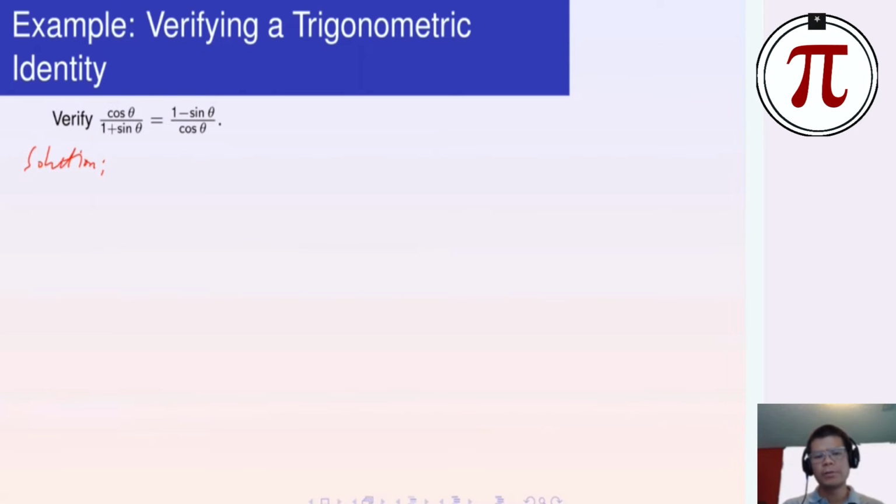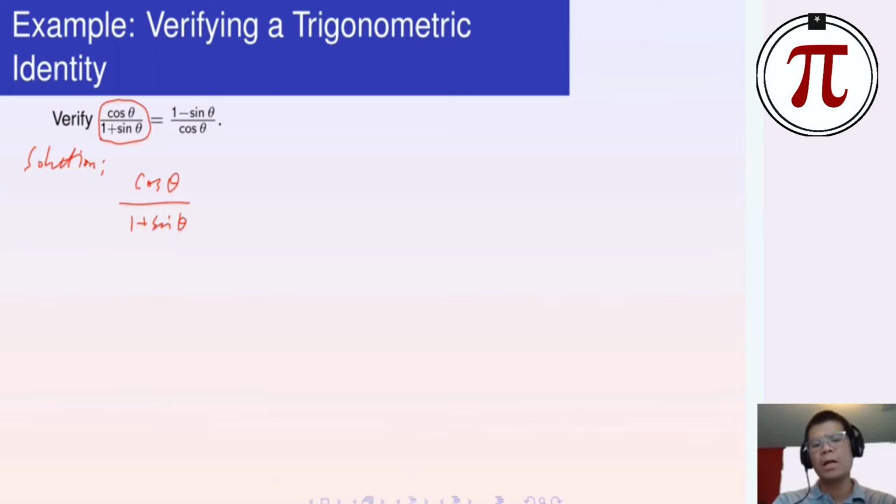Now, for this verification, you want to prove that the left-hand side equals the right-hand side, right? They are equal to each other. Now, there are certain ways you can do so, okay? So for this one, what we can do is let's consider the left-hand term, cosine theta over 1 plus sine theta.